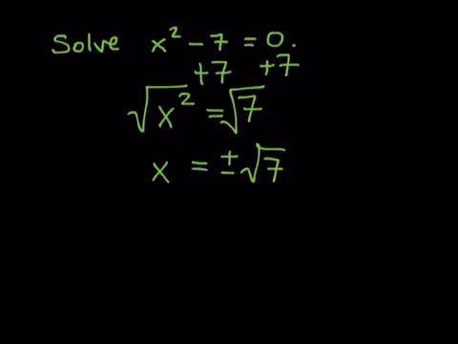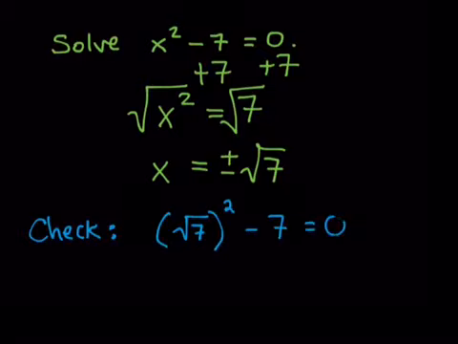And just for this one, I won't do this every time, but I do want to check these two solutions to make sure that they work. Notice in the original equation, I'm going to substitute in the principal root first, the positive square root of 7. And I want to check if that squared minus 7 does equal 0. So square root of 7 squared is square root of 7 times square root of 7, which is square root of 49, which is 7.